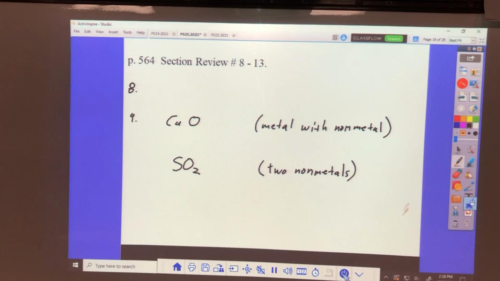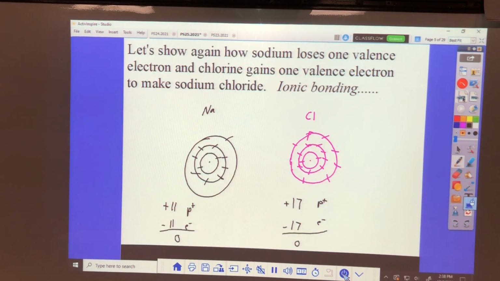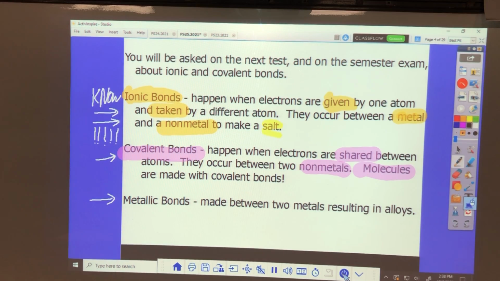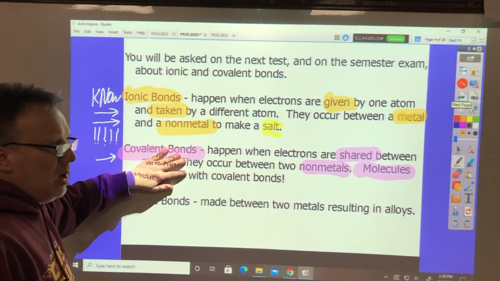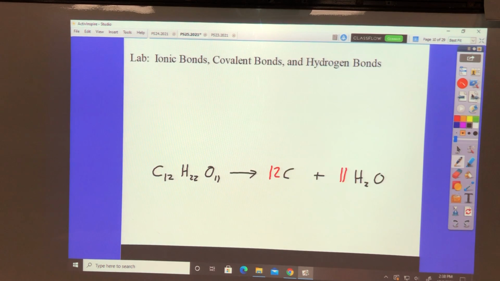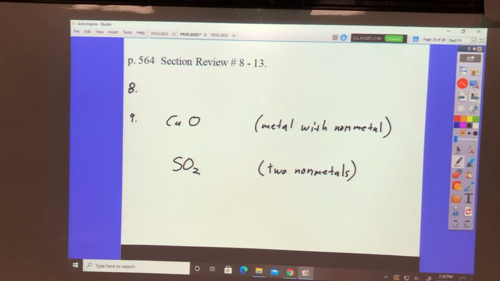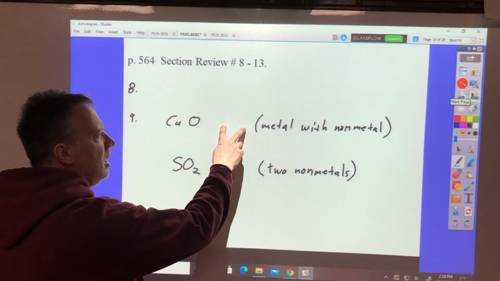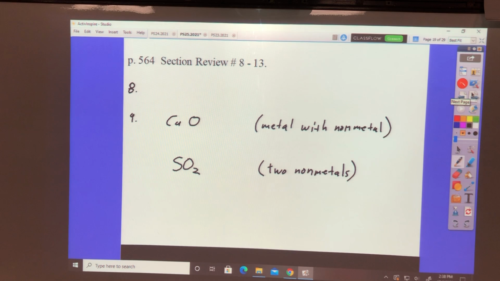So the top one, calcium oxide, is ionic. The sulfur and oxygen compound is covalent. I don't remember if it was sulfur dioxide or sulfur trioxide. Sulfur dioxide. So this is ionic, this is covalent. If you have your sound on, you know that.